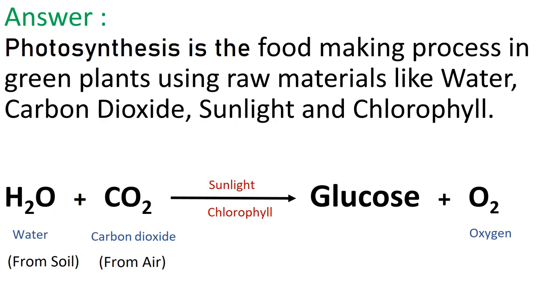To represent the process, we can write it in the form of an equation as well. Here we will be writing the reactants on the left hand side and the product on the right hand side. Water, carbon dioxide, in the presence of sunlight and chlorophyll, produces glucose and liberates oxygen.